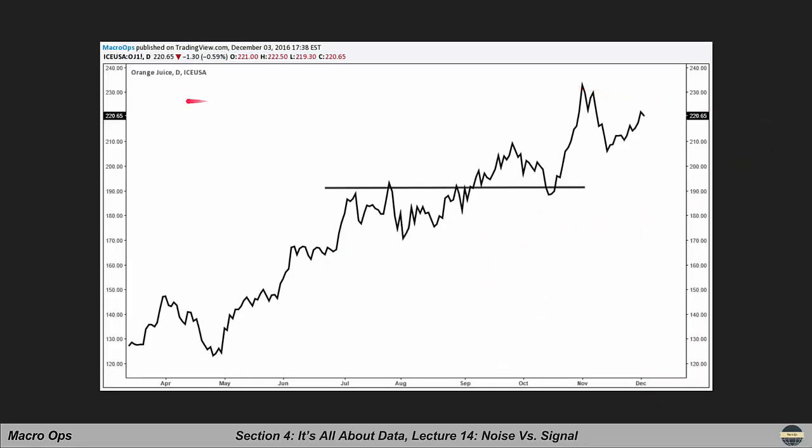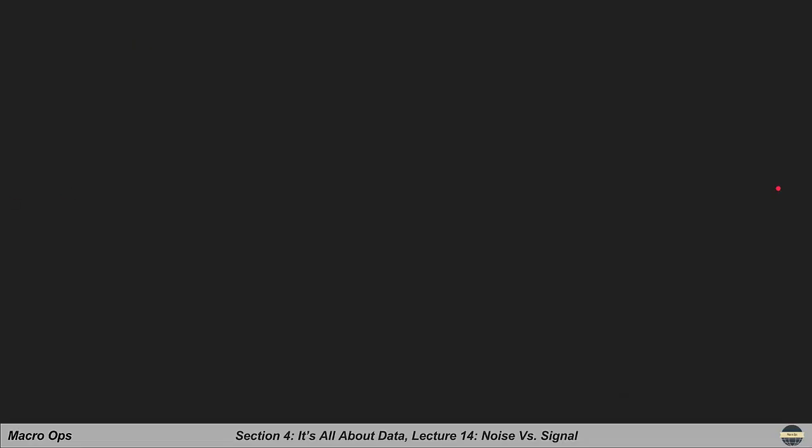Here's an example of orange juice futures, and we can see that this trend is fairly low noise. We have a nice smooth upward price bias. It gets a little choppy in here, but for the most part, this is a pretty smooth upward trend, something that we would be able to hit and profit off of if we were trying to trade trends here.